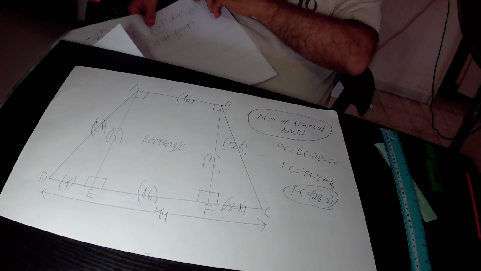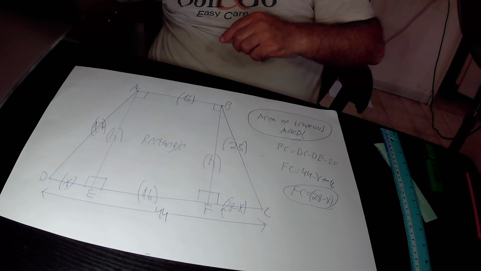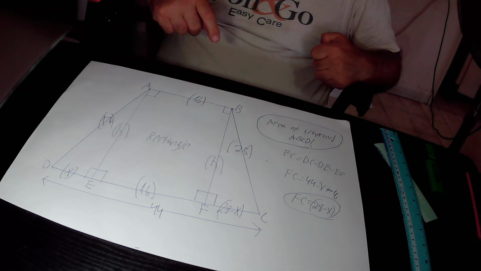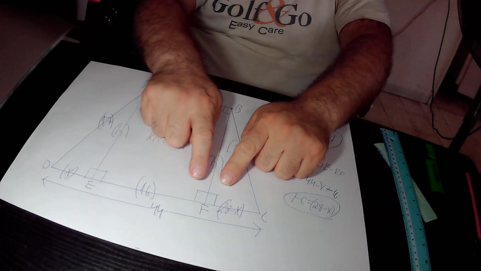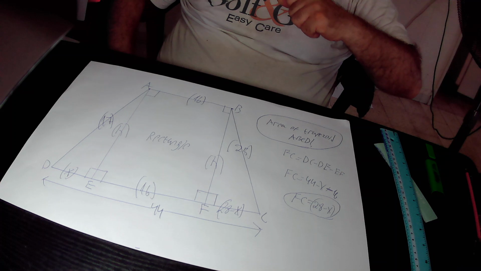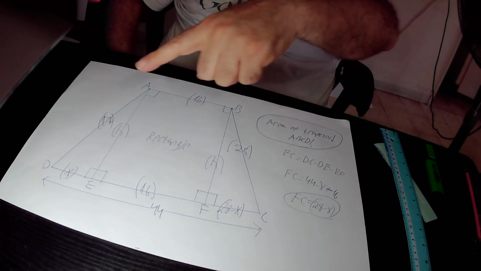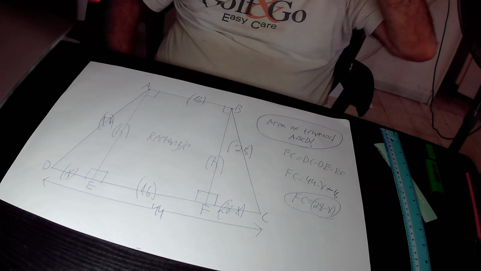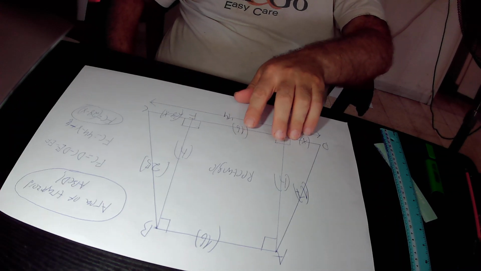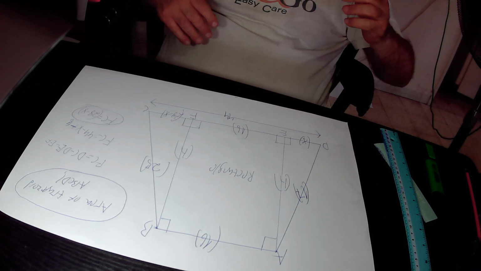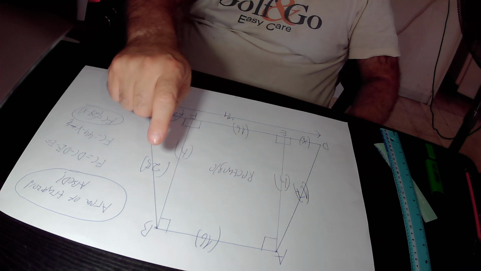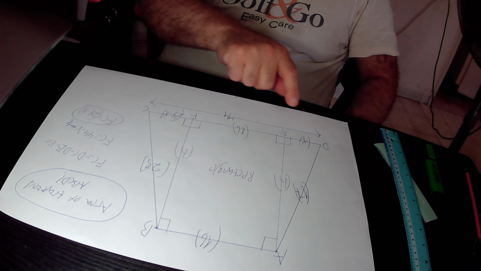In the next step, we did another construction: from point B, we draw a perpendicular on DC. So this angle equals 90 degrees, and this angle also equals 90 degrees according to our construction. We define the touching point of the perpendicular from point B on DC as point F. Now, we know that AB is parallel to DC.